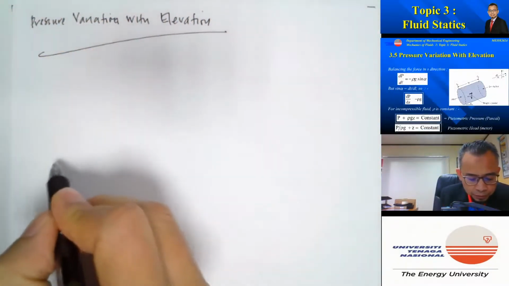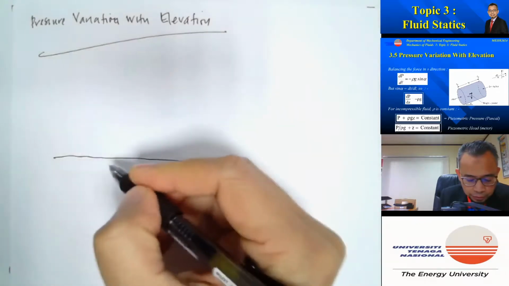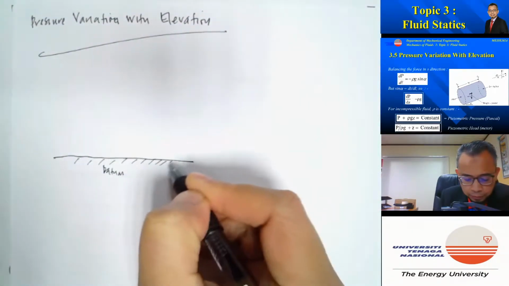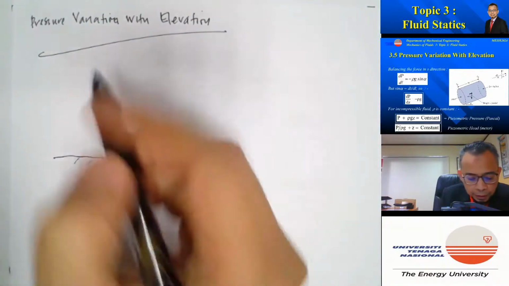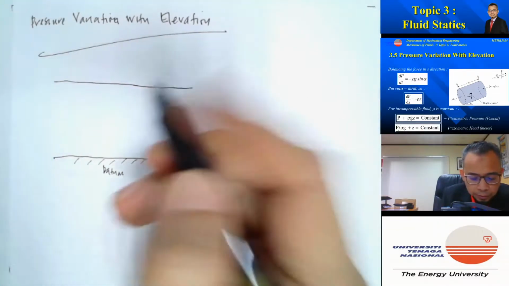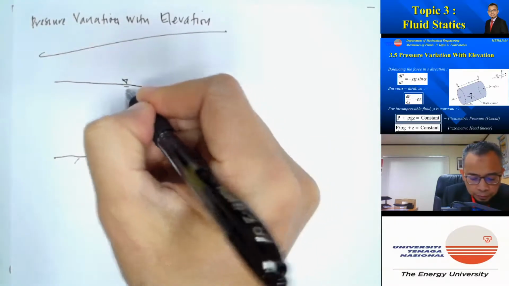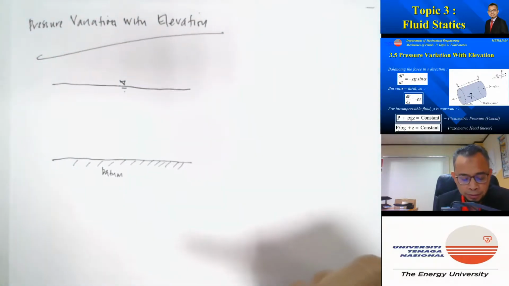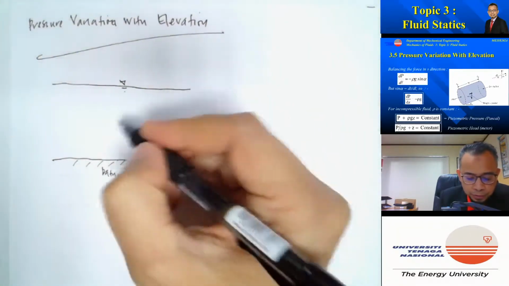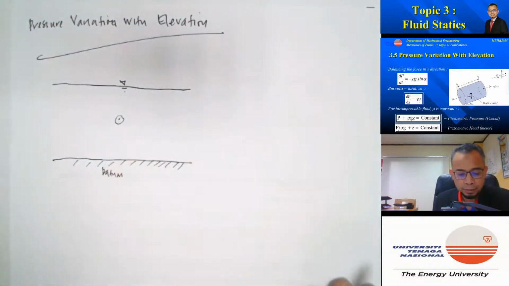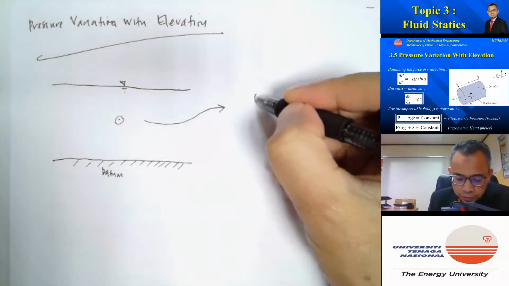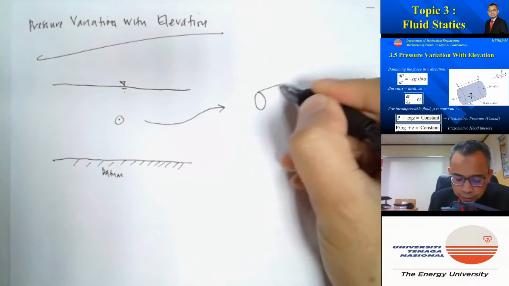So let's say we have a fluid. So this is the datum, the bottom part, and then this is the fluid surface. I would like to know how the pressure varies within the fluid. So let's consider an element of fluid. In this case, let's say we consider a cylindrical element.